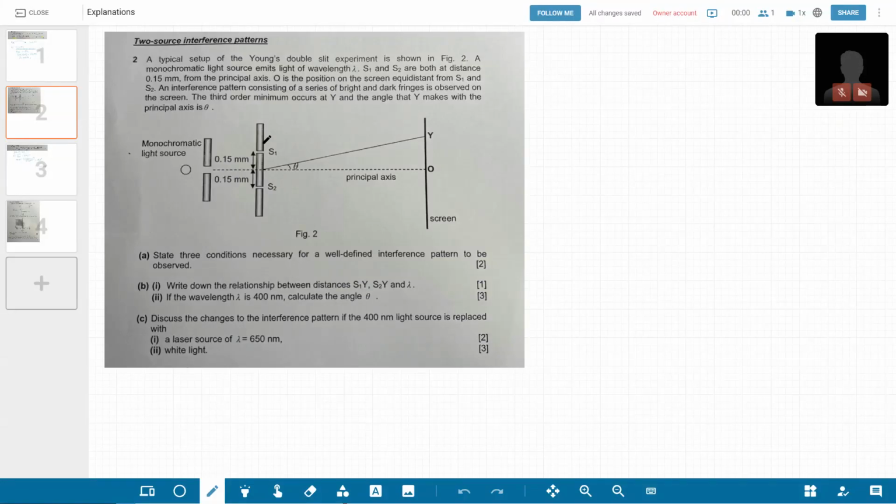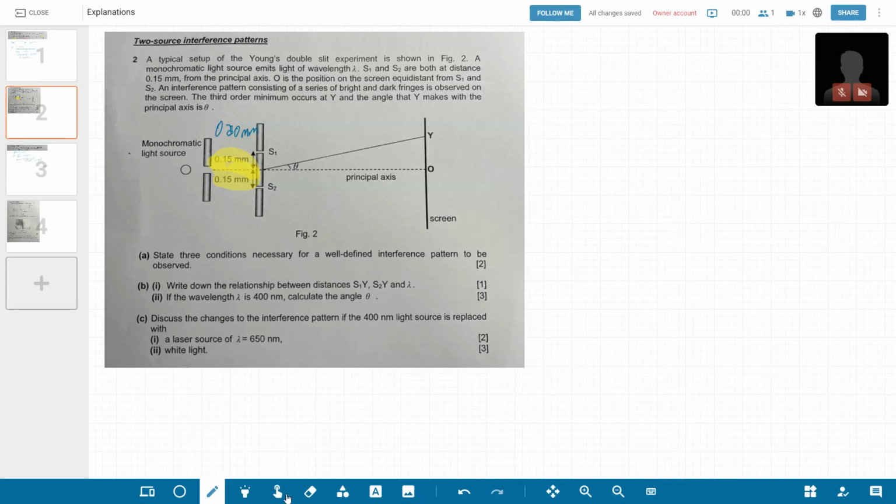Okay, so this is a typical Young double slit question. A monochromatic light source emits light of wavelength lambda. S1 and S2 are both at a distance of 0.15 mm, that's written here. So that means that the distance between the two slits is 0.3 mm. Okay, so that's the first thing we can see, so we need to take note of this.